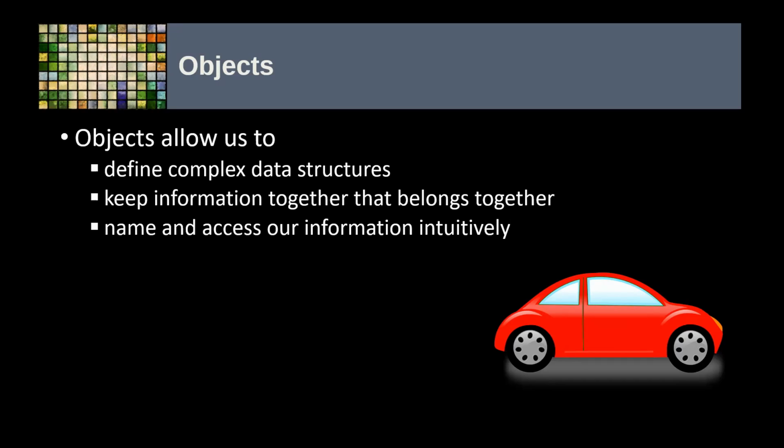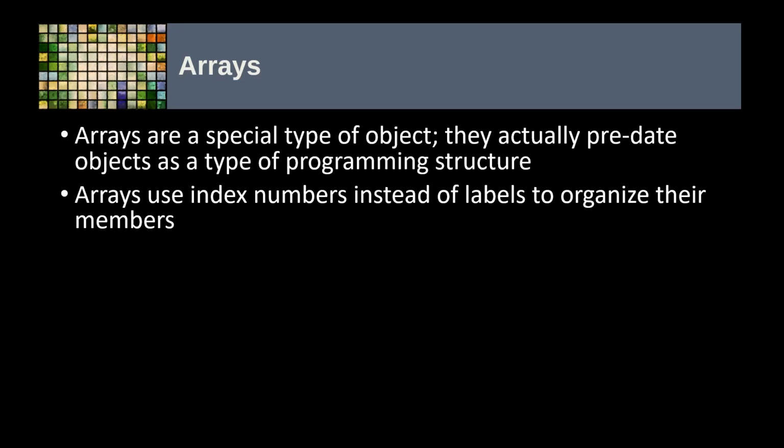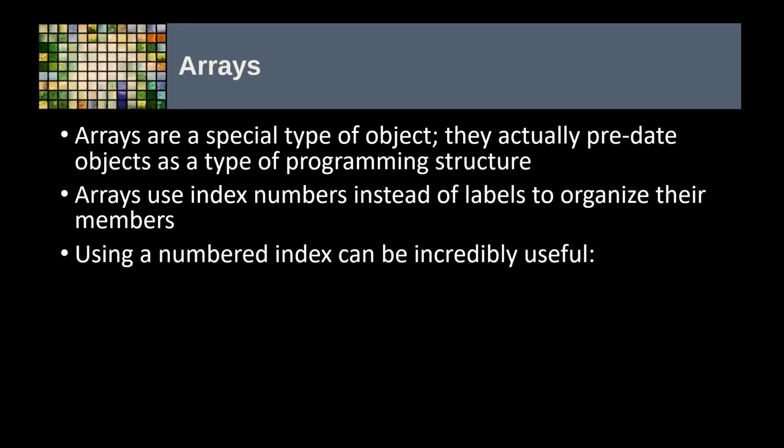But the other thing I want to spend a little time on, because we're actually going to be using these in our code, is the idea of the array. Arrays are a special type of object. This type of object actually predates objects as a type of programming structure. So arrays came first, but objects became more popular. And so nowadays arrays are thought of as a type of object rather than thinking of arrays as the primary sort of structure. They basically use index numbers instead of labels like make and model and color to organize their members. Using a numbered index can be incredibly useful.